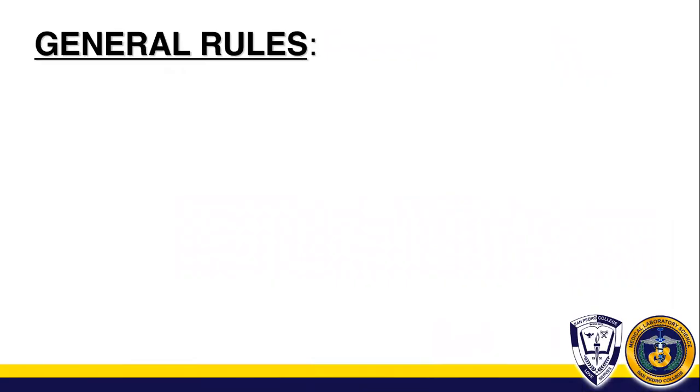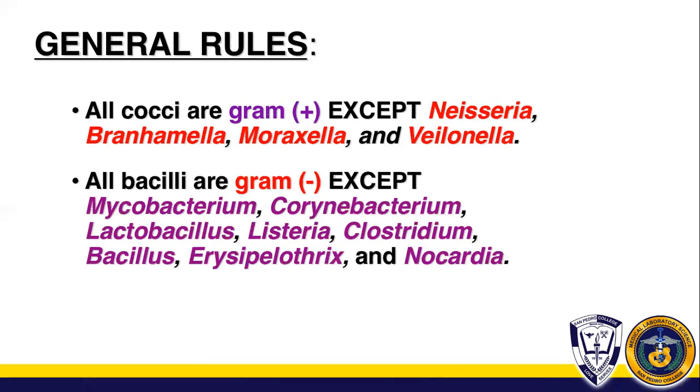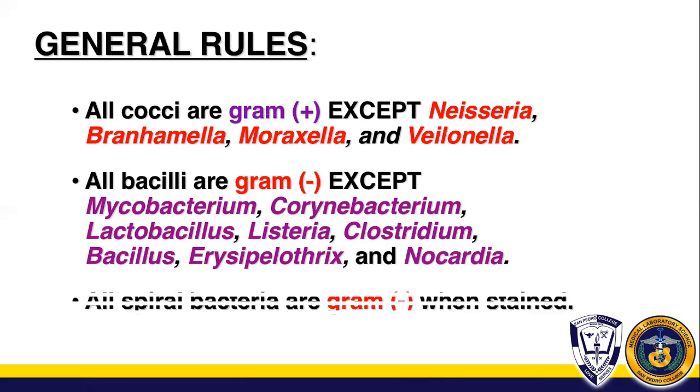So, general rule. Everyone should memorize this by heart. The general rules for gram staining are as follows. All cocci are gram-positive except Neisseria, Branhamella, Moraxella, and Veillonella. All bacilli are gram-negative except Mycobacterium, Corynebacterium, Lactobacillus, Listeria, Clostridium, Bacillus, Erysipelothrix, and Nocardia. All spiral bacteria are gram-negative when stained.